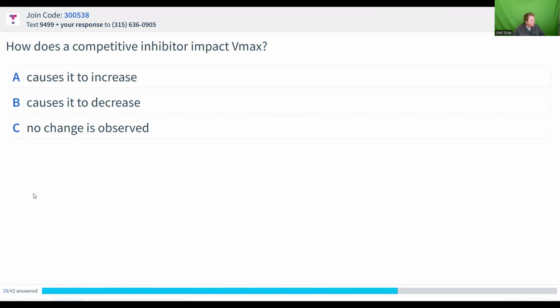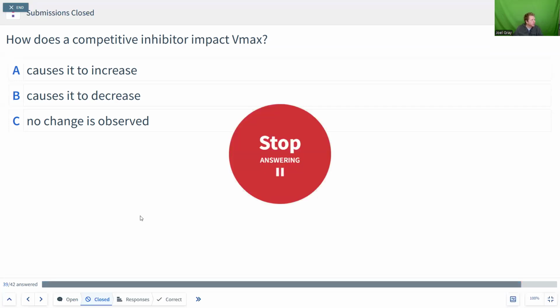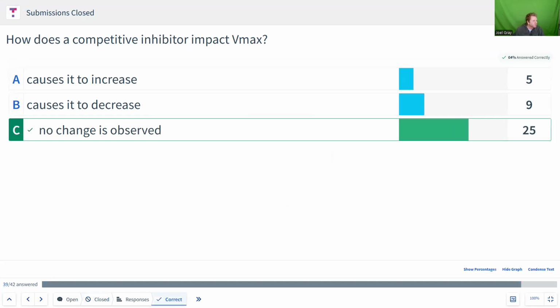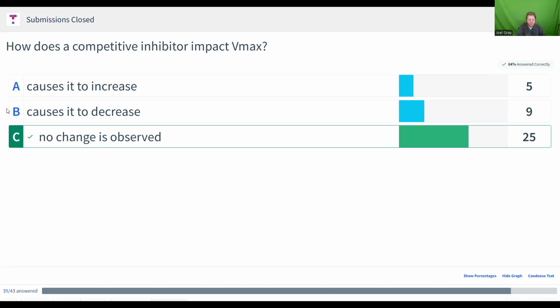Ten seconds. All right, let's look at the right answer. We've got causes it to go up, causes it to decrease, or no changes observed. The correct answer is no changes observed. Now, let me give you a little bit of a suggestion when it comes to predicting this.